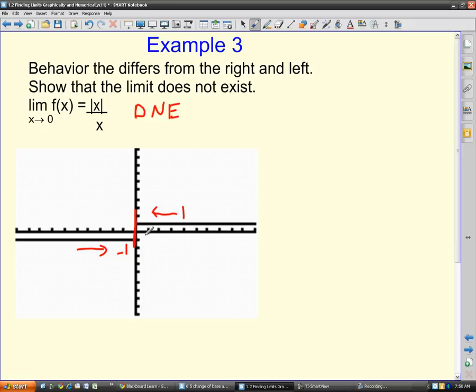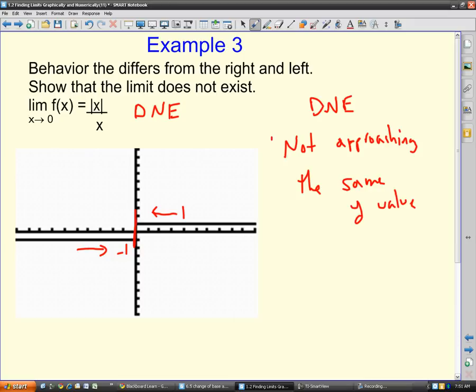This is one way limits do not exist: not approaching the same number, not approaching the same y value. When they don't approach the same y value, it's a does not exist. Remember that, it is very important. You can see this is what they're talking about down here.